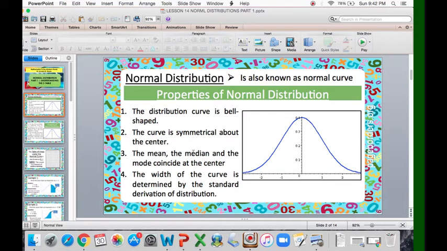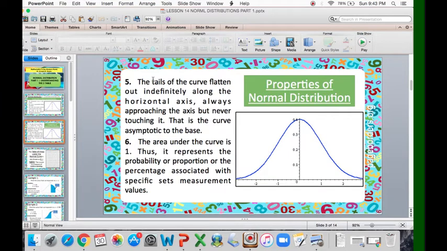The mean, the median, and the mode coincide at the center. So this center will be the mean, the median, and the mode. The width of the curve is determined by the standard deviation of distribution. So, kaya kinukuha yung standard deviation para makita kung gaano kalawak yung distribution ng mga scores.